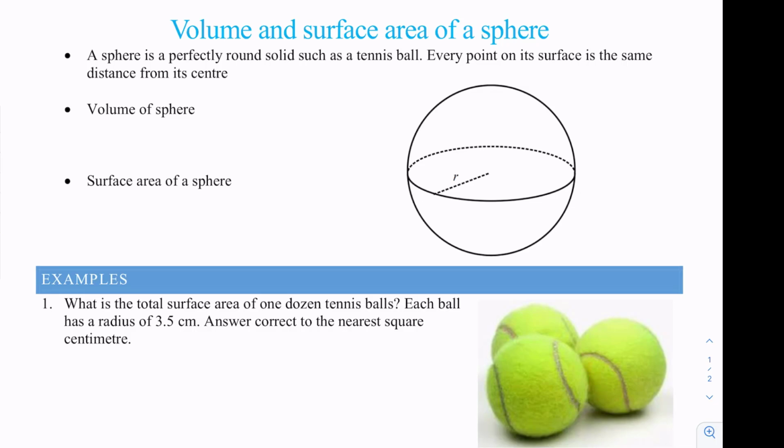Volume and surface area of a sphere. So a sphere is a perfectly round solid such as a tennis ball. You see them in everyday life. Every point on its surface is the same distance from the center.